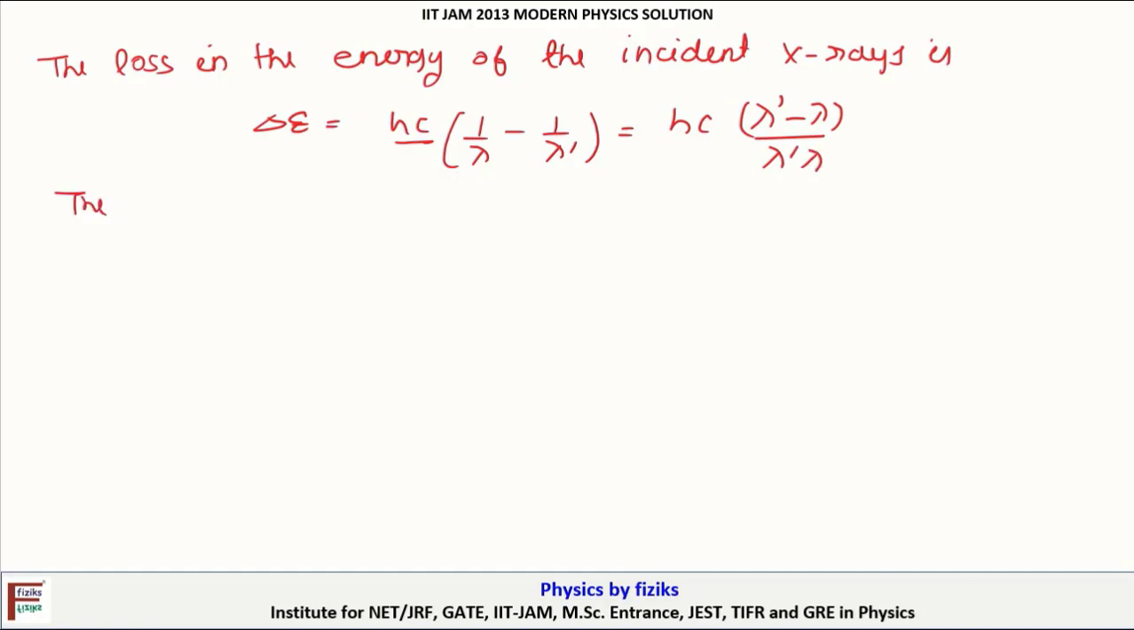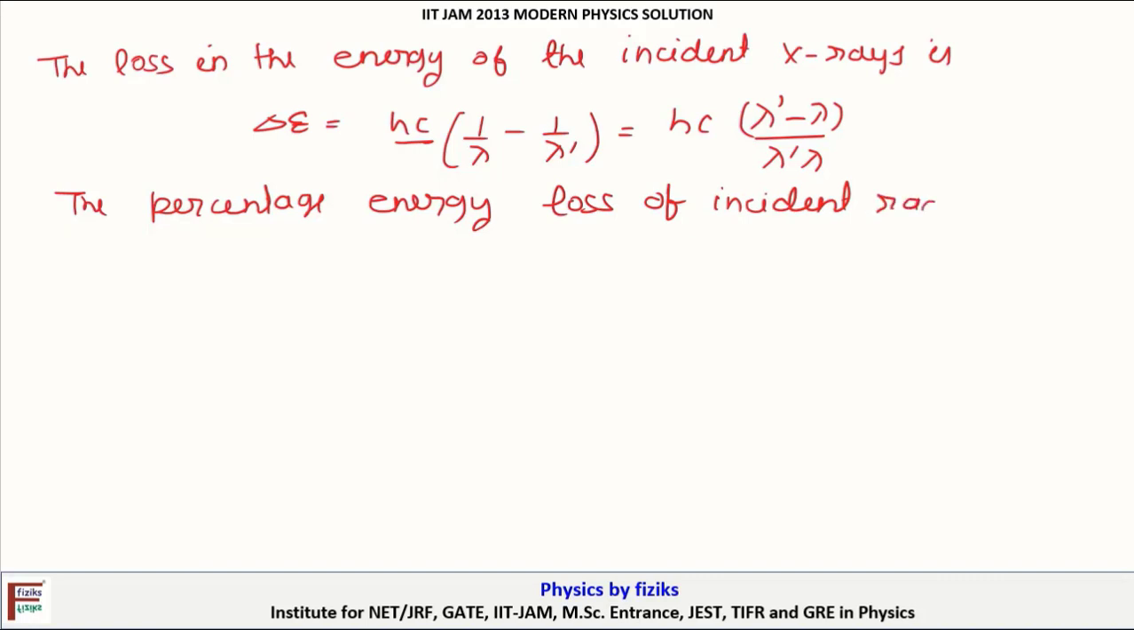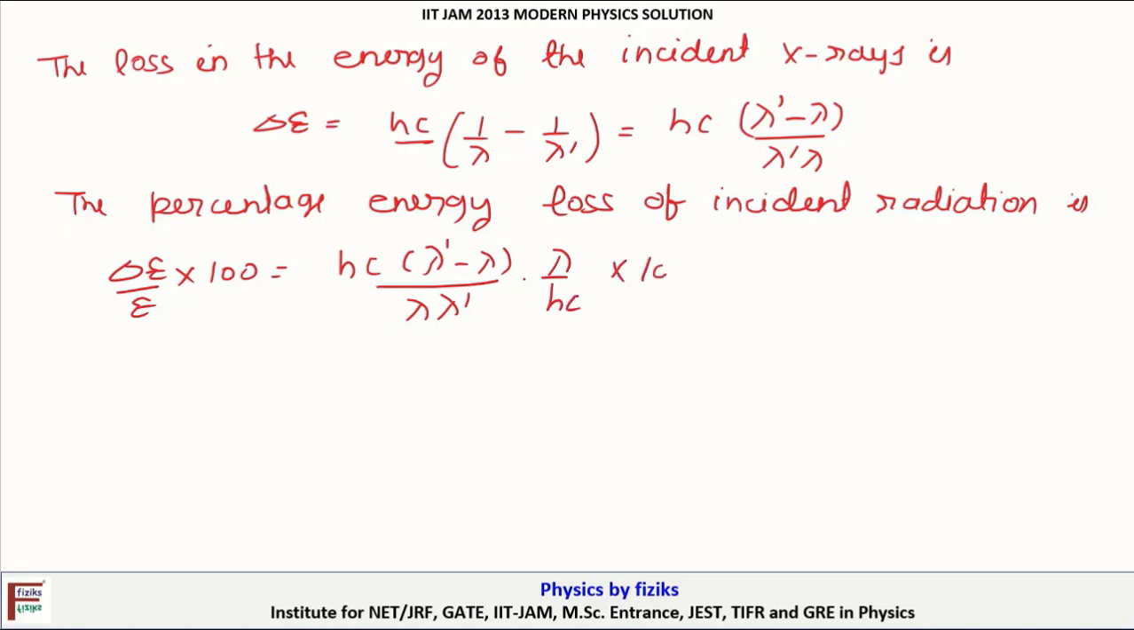The percentage energy loss of incident radiation is delta E by E into 100, which turns out to be hc into lambda dash minus lambda divided by lambda into lambda dash, into lambda by hc, into 100, which turns out to be lambda dash minus lambda divided by lambda dash into 100.